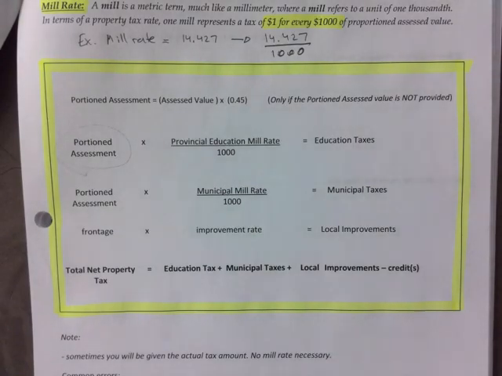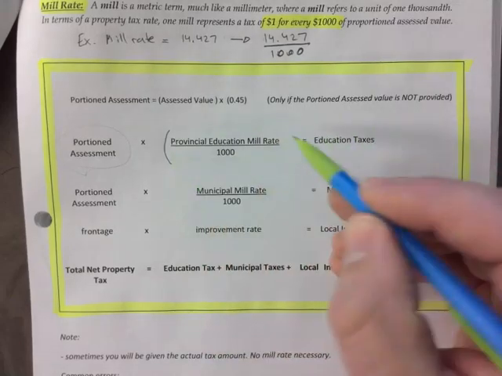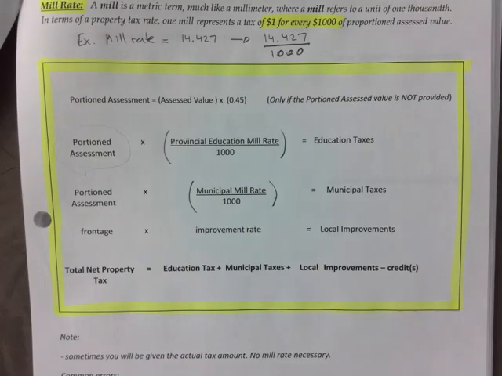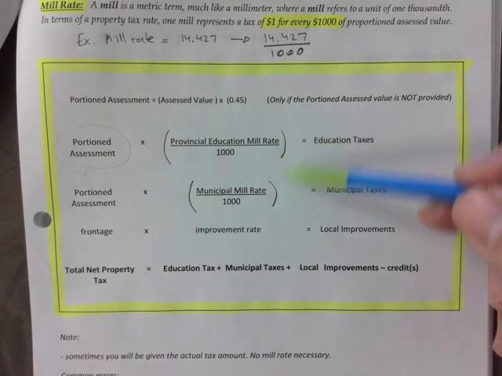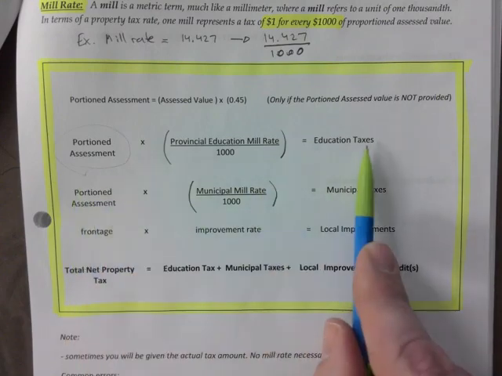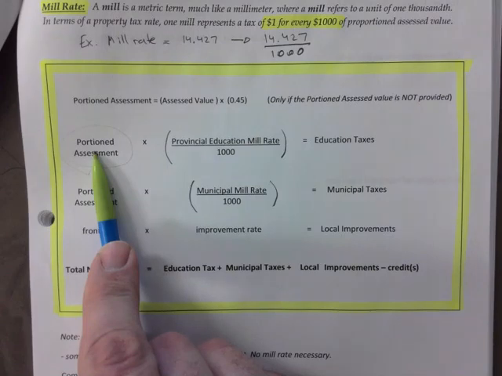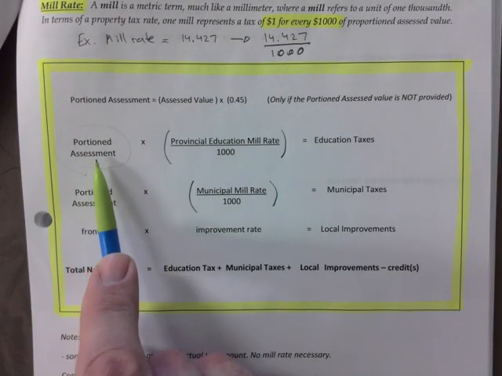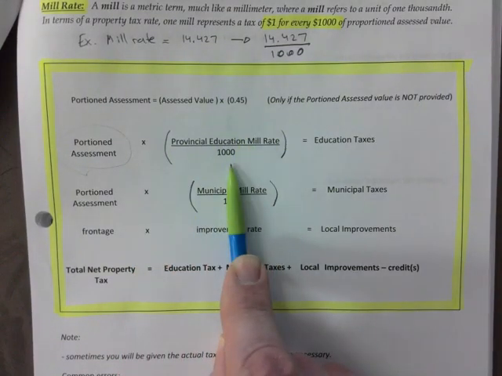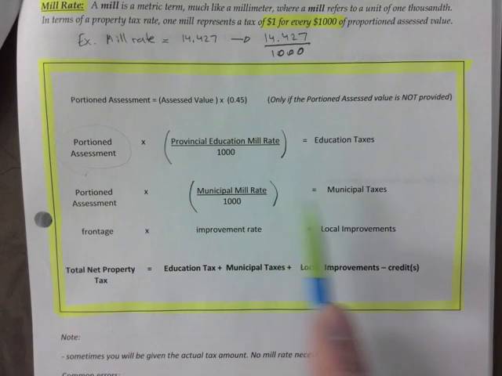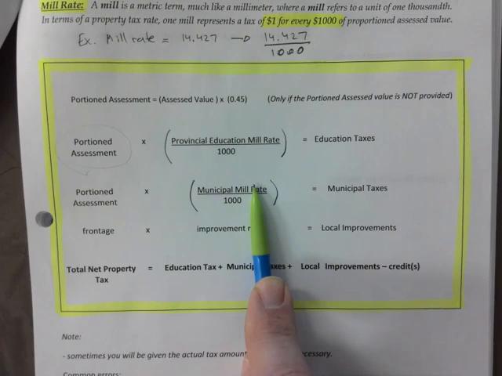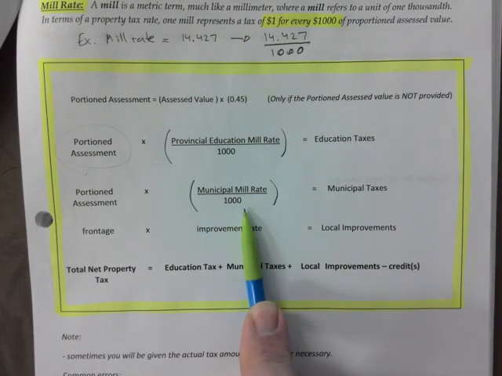Some students find it easier to have this in a bracket like this, so you go for it. You just put brackets in. So you would do for education taxes, let's say, you take the portion assessment, which is 45% of the entire value of the home. You multiply it by the mill rate divided by 1,000. Okay? For municipal taxes, you still do the same. Municipal mill rate divided by 1,000.